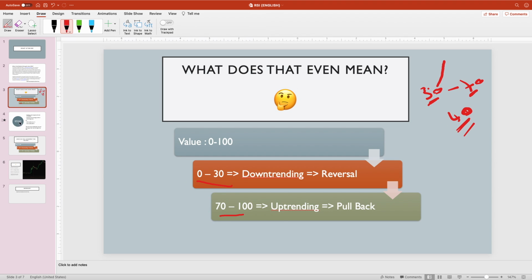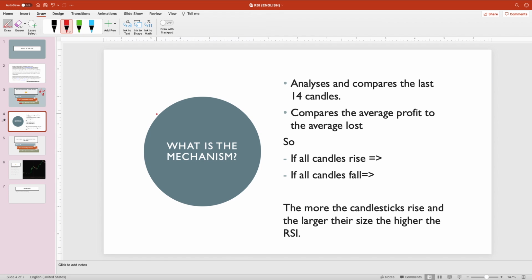Through my research, I ended up finding out that the RSI, as it is usually set up, is an analysis of the last 14 candles for whatever time frame you are in. For example, if you are within the daily time frame, you would be analyzing the last 14 candles of the daily. If you are in the 4-hour time frame, you would be analyzing the last 14 candles of the 4-hour time frame. Taking that into consideration, if all the candles rise, that would indicate an uptrend. In the same way, if all of your candles fall, that is a downtrend.